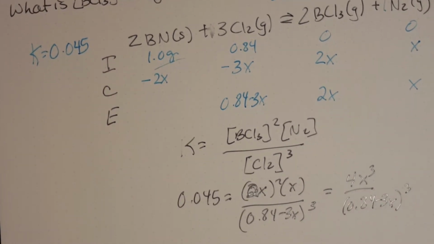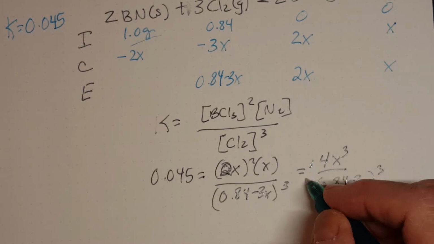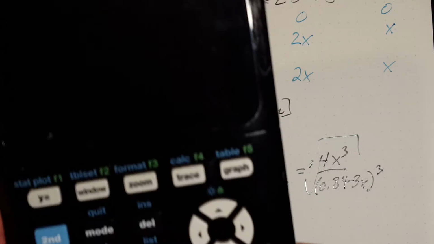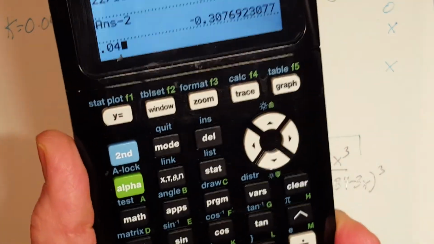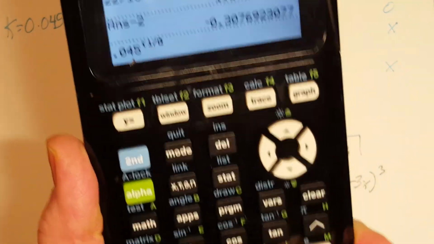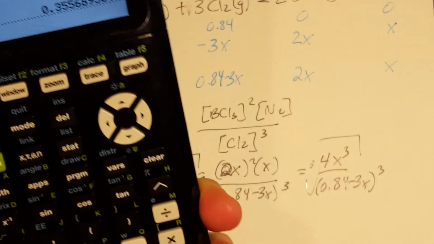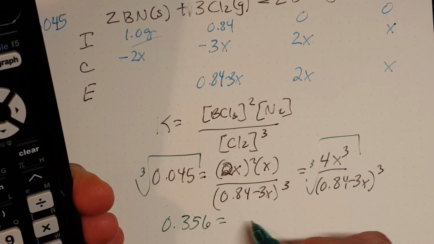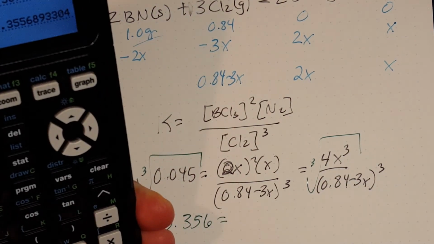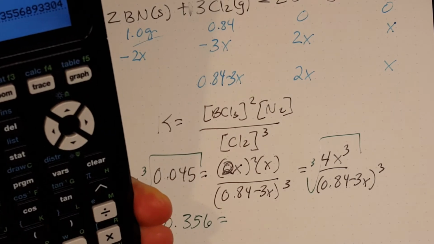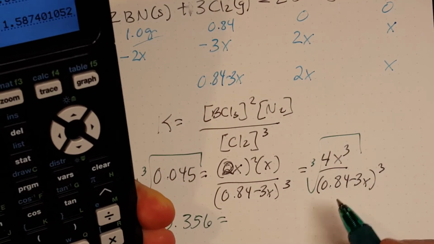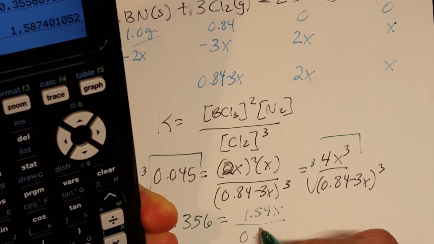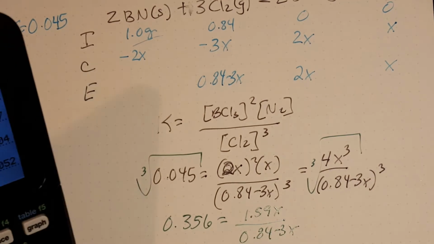And so to solve this, we're going to cube root both sides of this fraction. And so the cube root of 0.045, so I'm going to do 0.045 raised to the 1/3, or you can use the math feature and do cube root. And we get 0.356 is equal to the cube root of 4, so 4 raised to the 1/3, and we get 1.59x over 0.84 minus 3x.